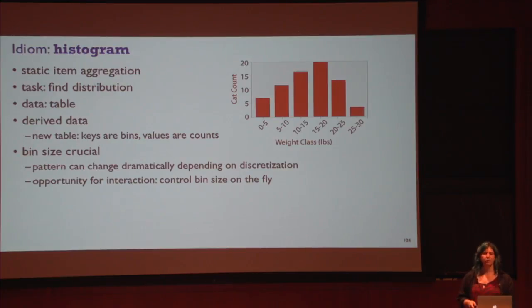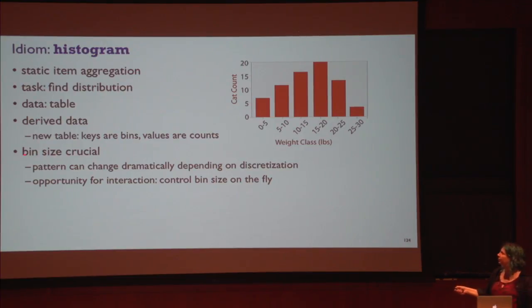Now, what about aggregation? I'm going to start with a simple example that I know you've all thought about, which is a histogram, and I just want to present it in this context of the vocabulary I'm using to talk. I think of this as an example of static aggregation of items, and it's directly aimed at the task of finding a distribution across that attribute. The point I want to make is you start out with a table of data, and you construct derived data where, in this new table, you've got a specific number of bins, and the values in that table are the counts of the number of items in the original one that fall into that range.